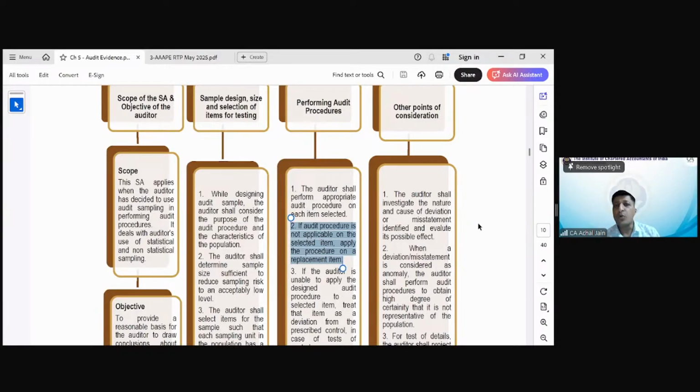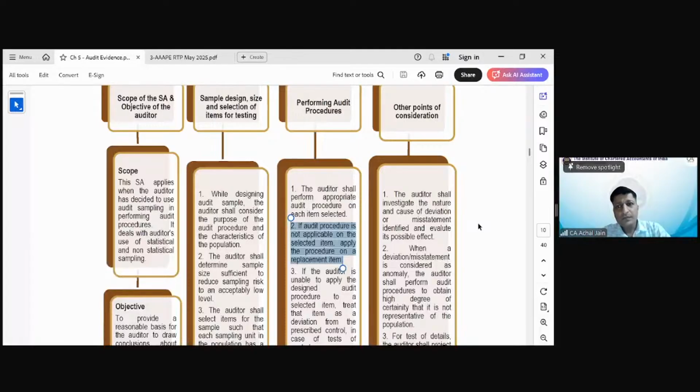He will look at one more sample. So this another sample which he will now select. What do you call it as? It's a replacement of the previous one. So that's what you call as a replacement item. Okay. Are we clear on this?